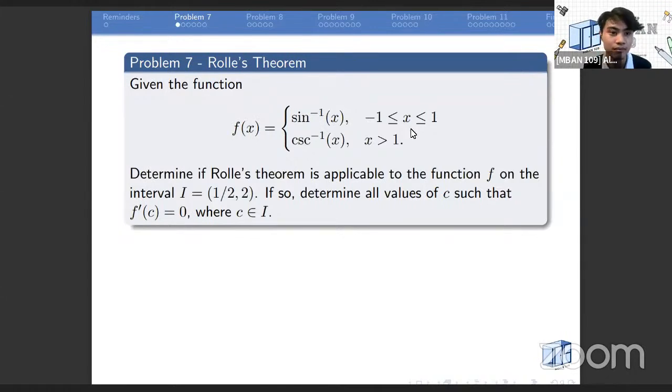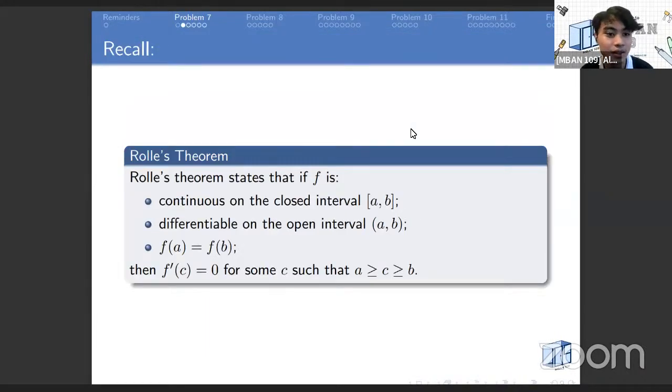So let's recall Rolle's theorem. Rolle's theorem states that if f is continuous on the closed interval [a, b] and differentiable on the open interval (a, b), and if f of a is equal to f of b, then f prime of c is equal to 0 for some c such that c is greater than or equal to a but less than or equal to b. Meaning c is in between a and b.